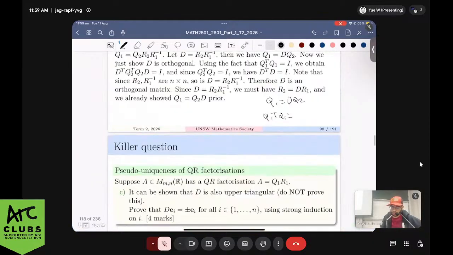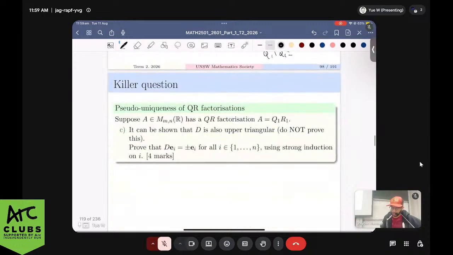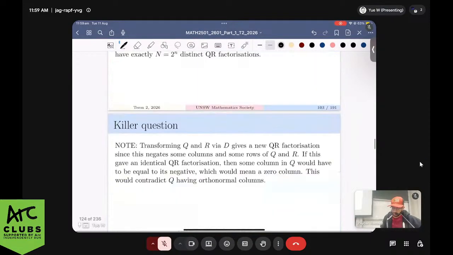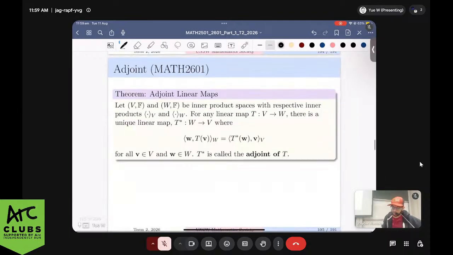Yeah, I think this actually has to be fixed. There was an issue there. I guess this is what happens when you put in a killer question. So let's move on to adjoints.